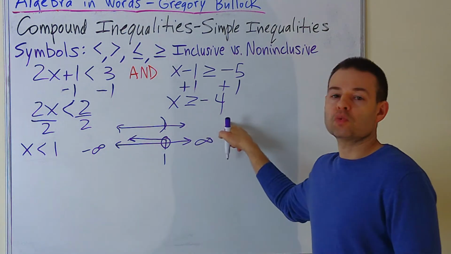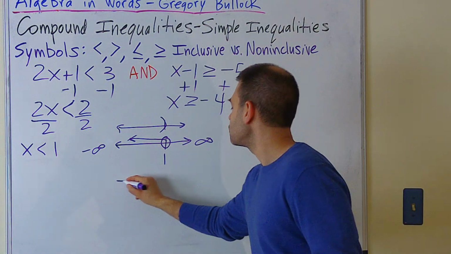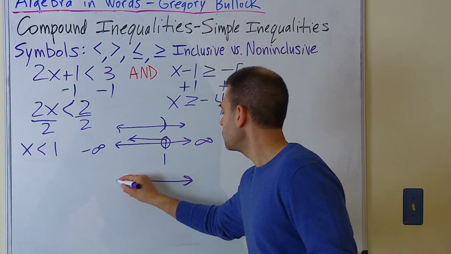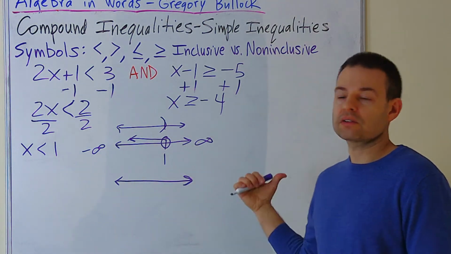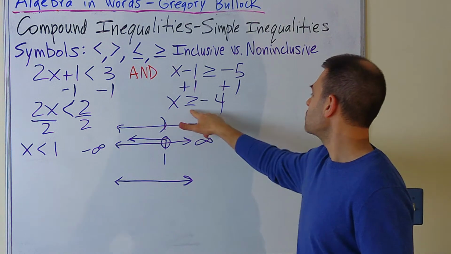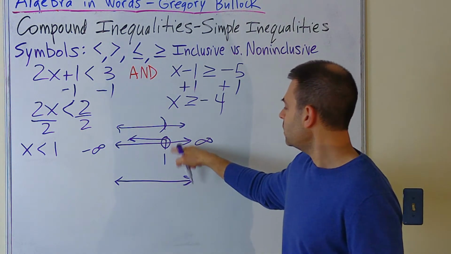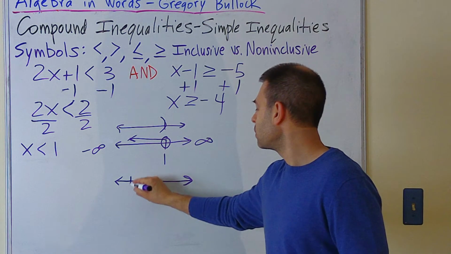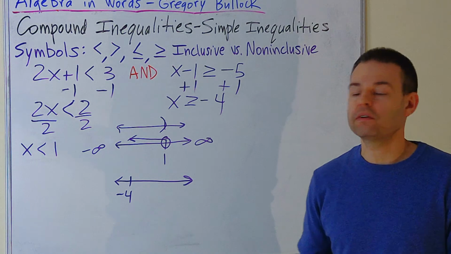Now let's graph this one, and I'm going to do them one over top of each other. So now let's draw another number line. Remember, the smallest side is on the left, the higher side is on the right, and x is greater than or equal to negative 4. So since we had 1 here, I'm going to draw negative 4 to show that it's smaller than 1, to the left of the 1.